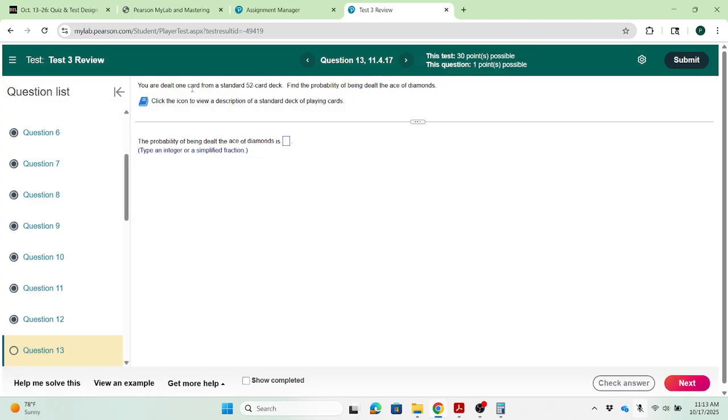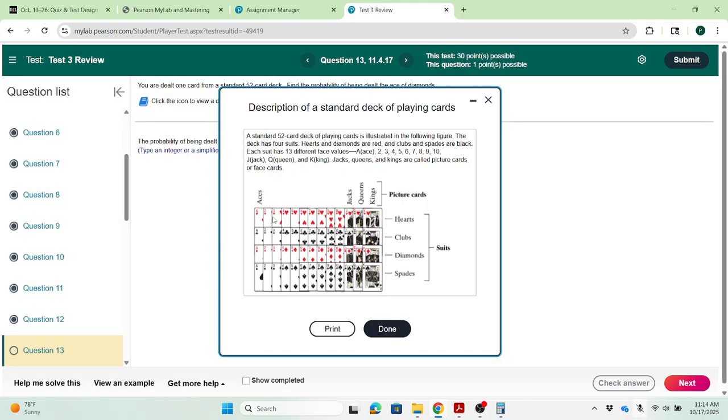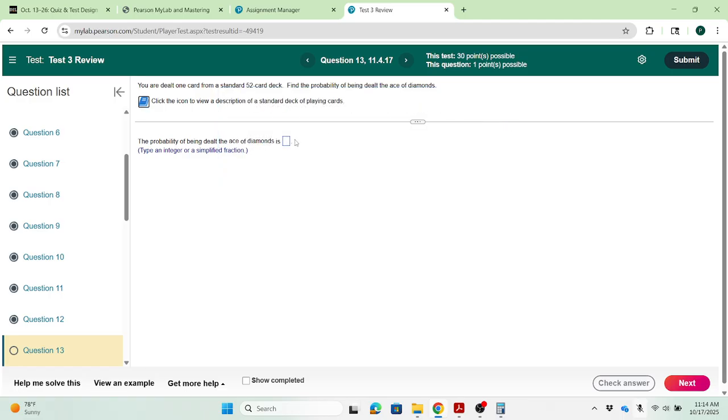Okay, here is another problem from a 52 card deck. Find the probability of being dealt the ace of diamonds. So there is just one ace of diamonds. Look here, diamond ace. So it's 1 out of 52. The answer is 1 out of 52.